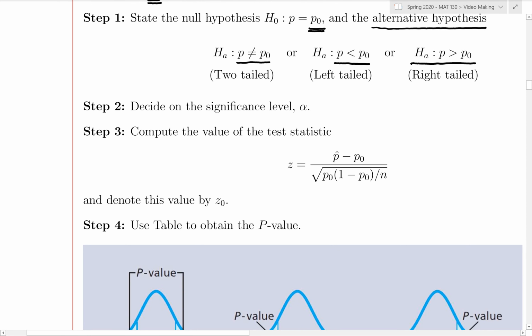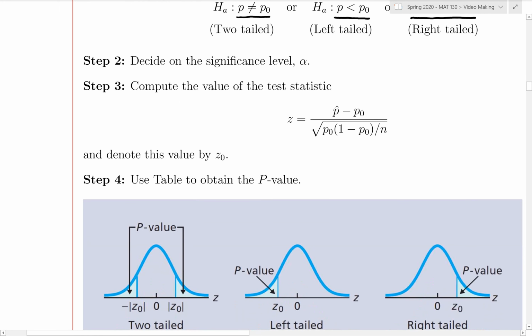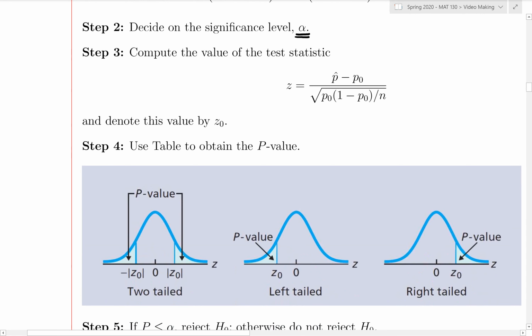After that, the test is going to go on the same way. So we are going to decide on a significance level, alpha, and then we are going to compute the value of our test statistic. All right, so let's go on. P hat here is our sample proportion. P naught here is our hypothesized value of the proportion. And let's look at the denominator.